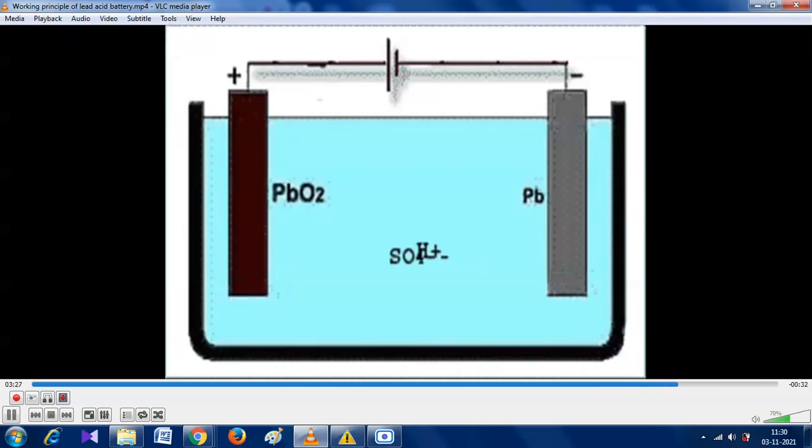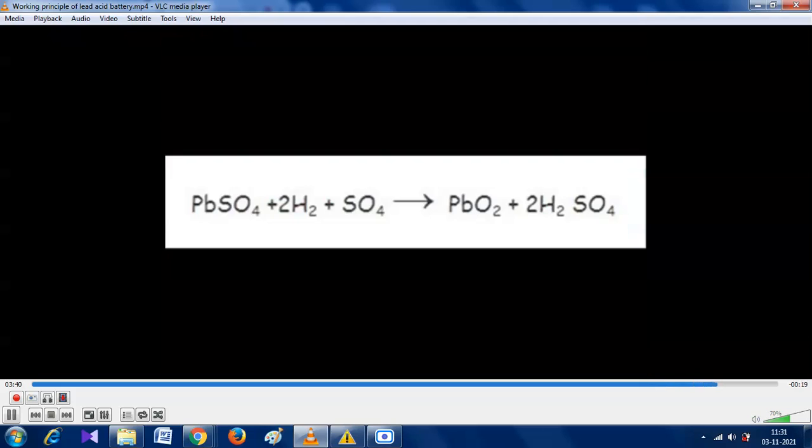Negative sulfate ions move towards the electrode connected with the positive terminal of the DC source, where they give up their extra electrons and become radical sulfate. This radical sulfate reacts with lead sulfate of the anode and forms lead peroxide and sulfuric acid. Hence, by charging, the lead acid storage battery cell becomes ready for discharging.